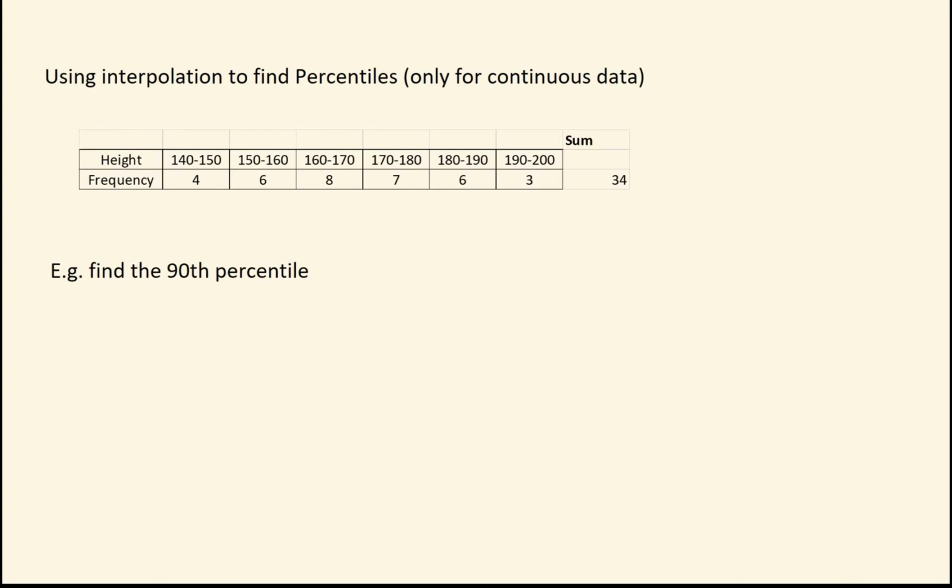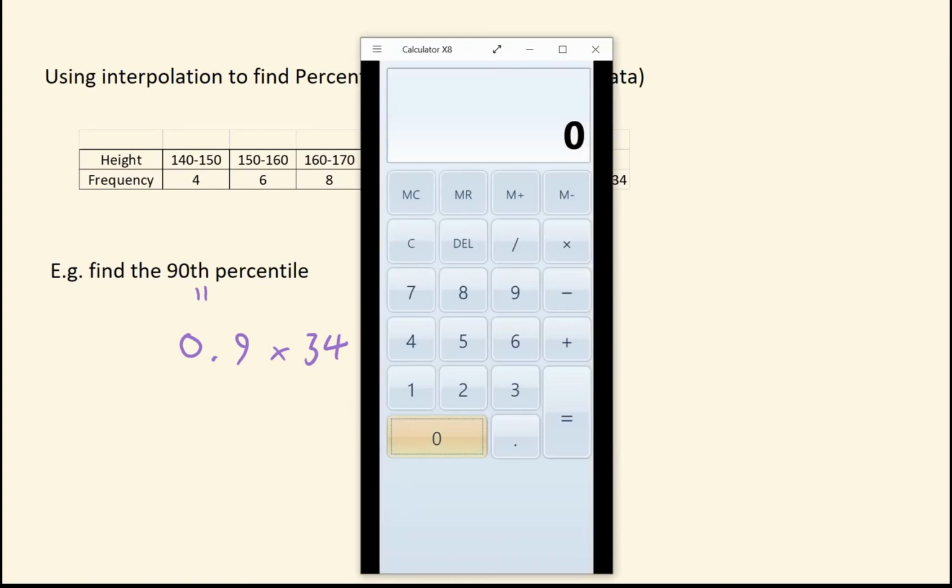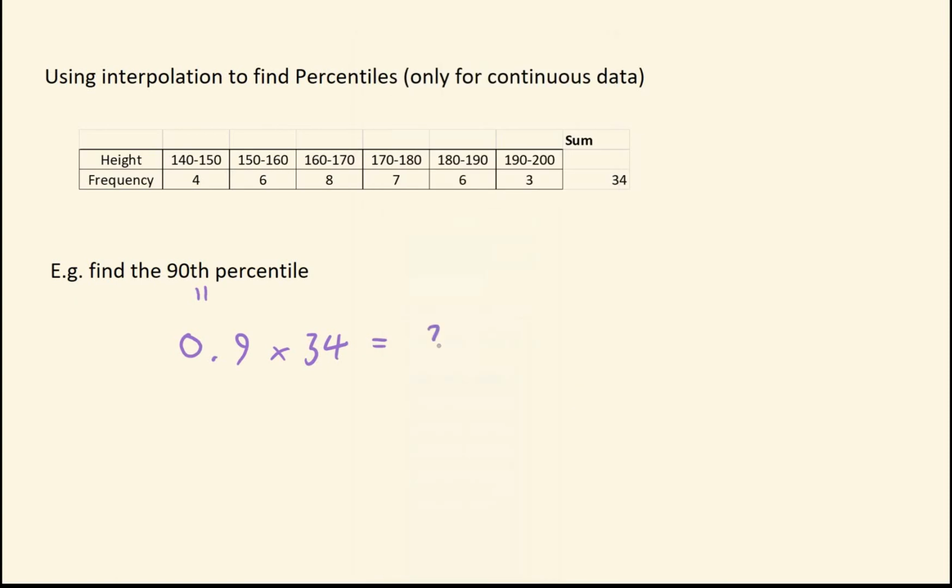The 90th percentile is going to be 90% along my data. The way I work it out, I do roughly the same thing. A 90th percentile as a decimal, 90% is 0.9. I times that by the total of pieces of data, which is 34. On my calculator, that tells me I want the 30.6 piece of data. Okay, I can then work out where it's going to be.